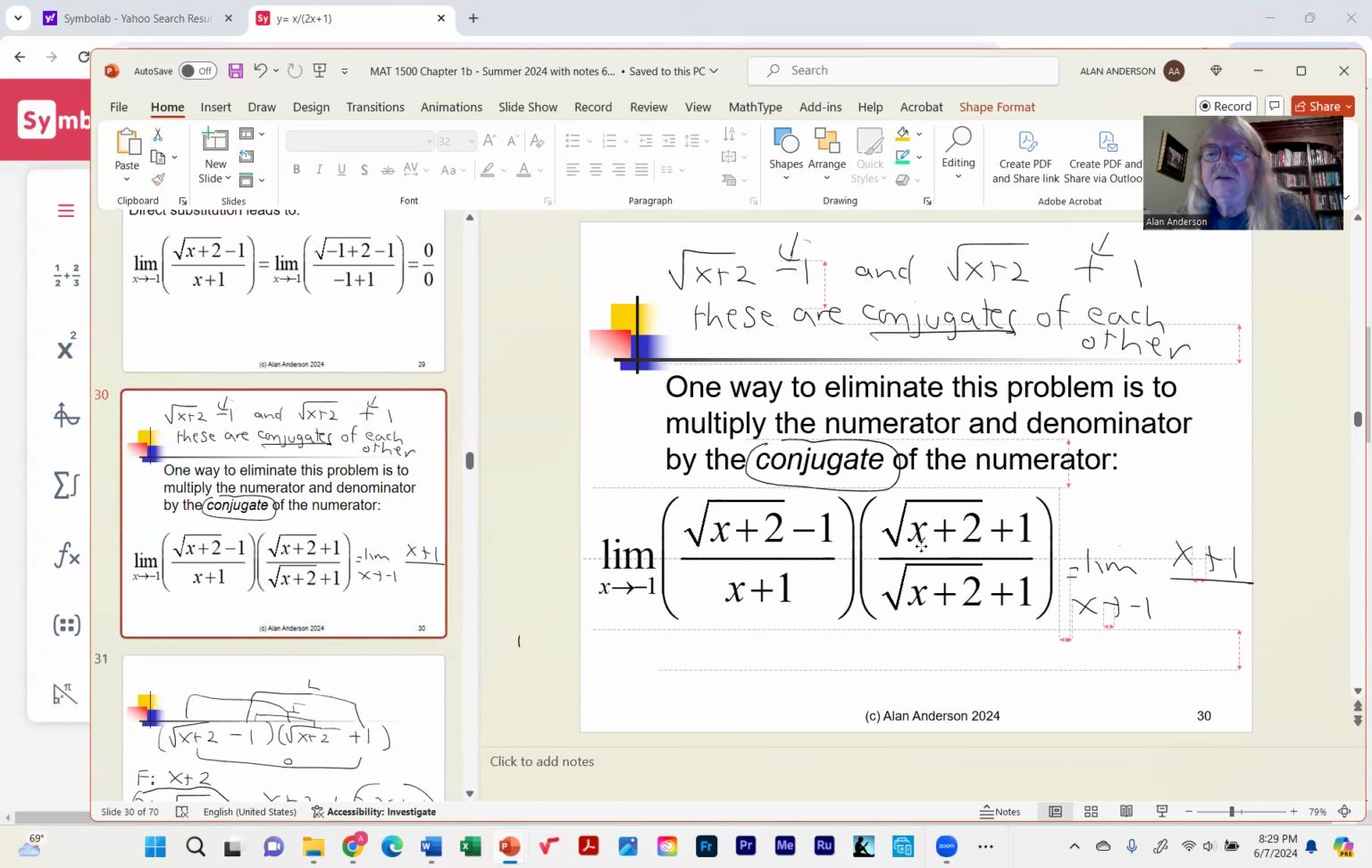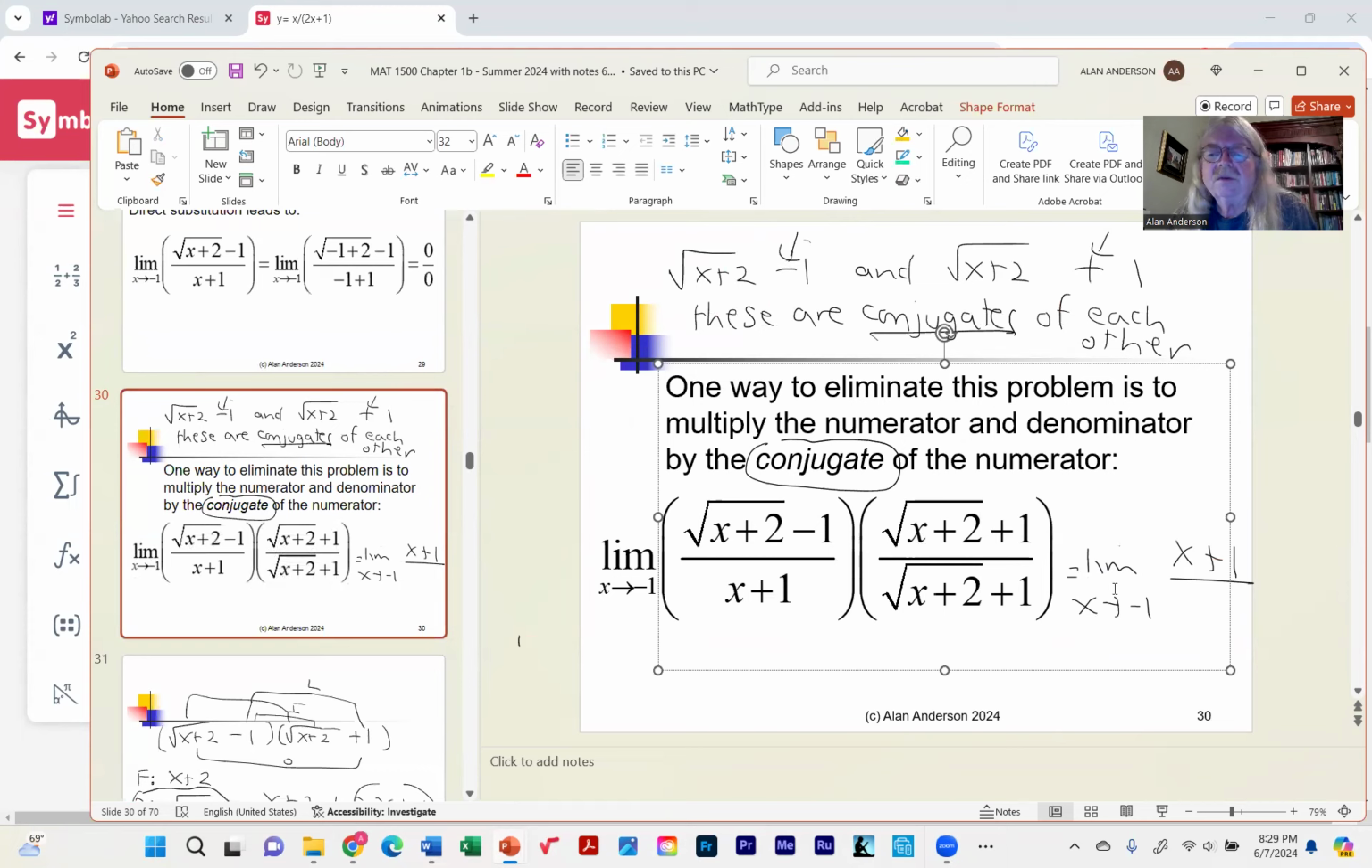So you can see I don't have any room here for that. So here's what we'll do. We'll write it down here.